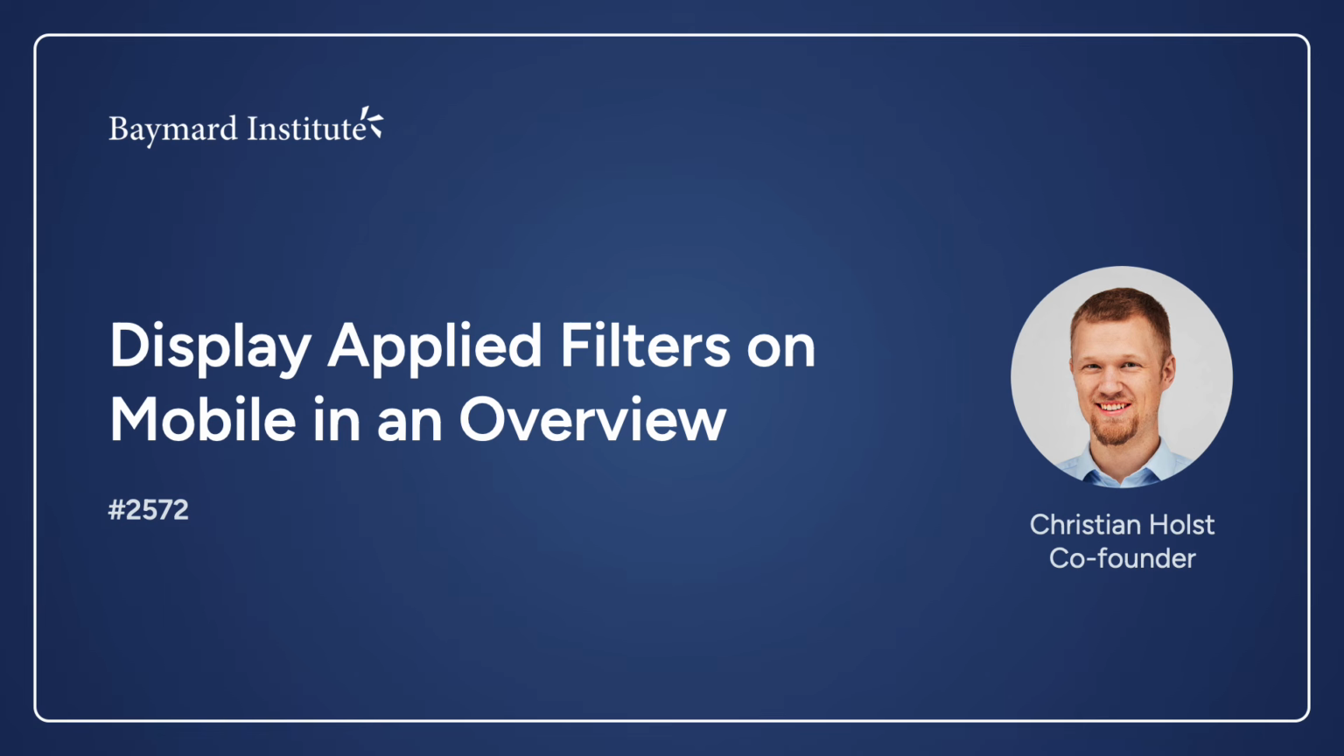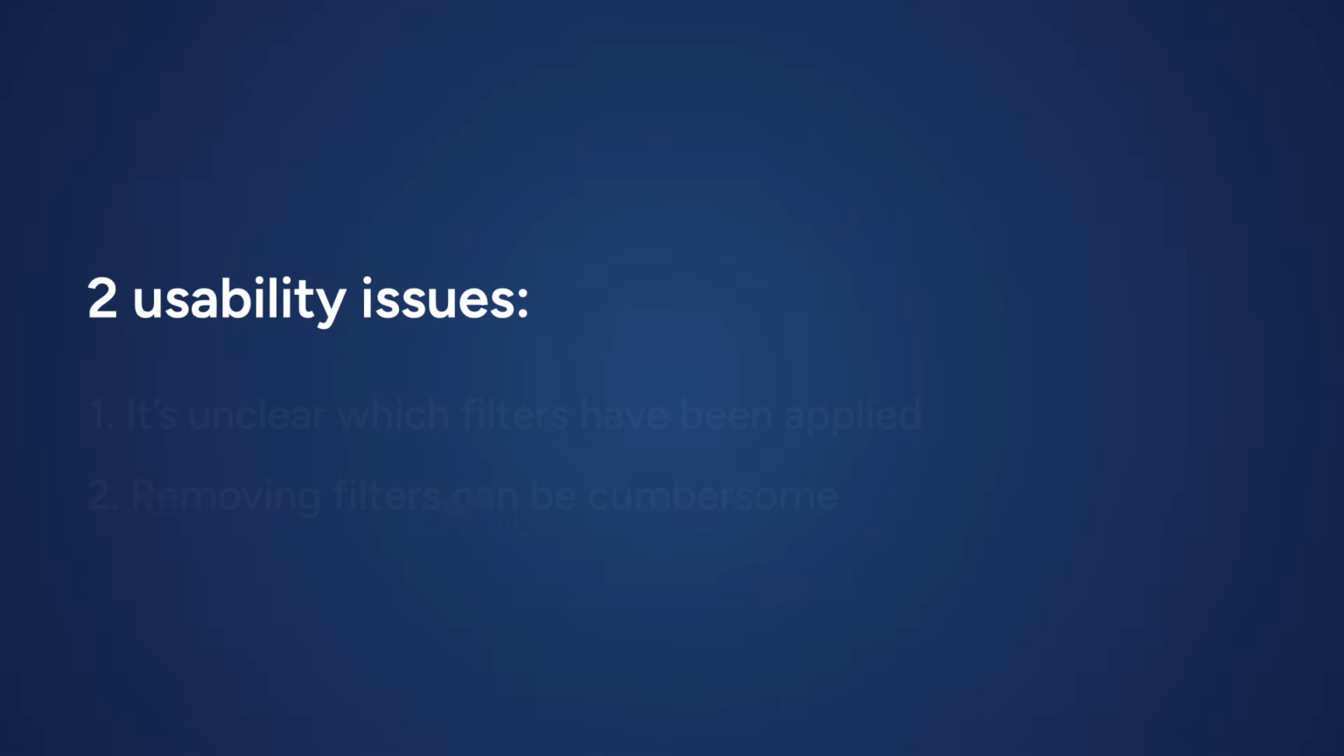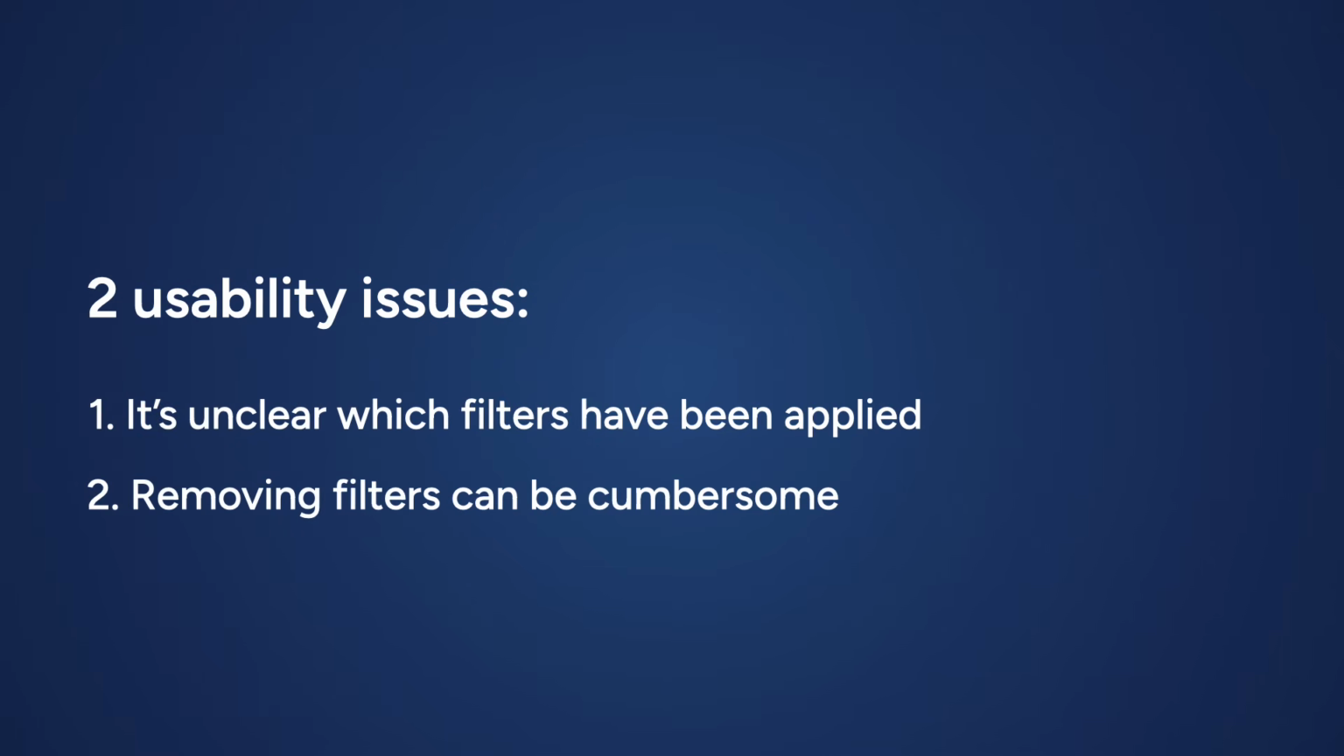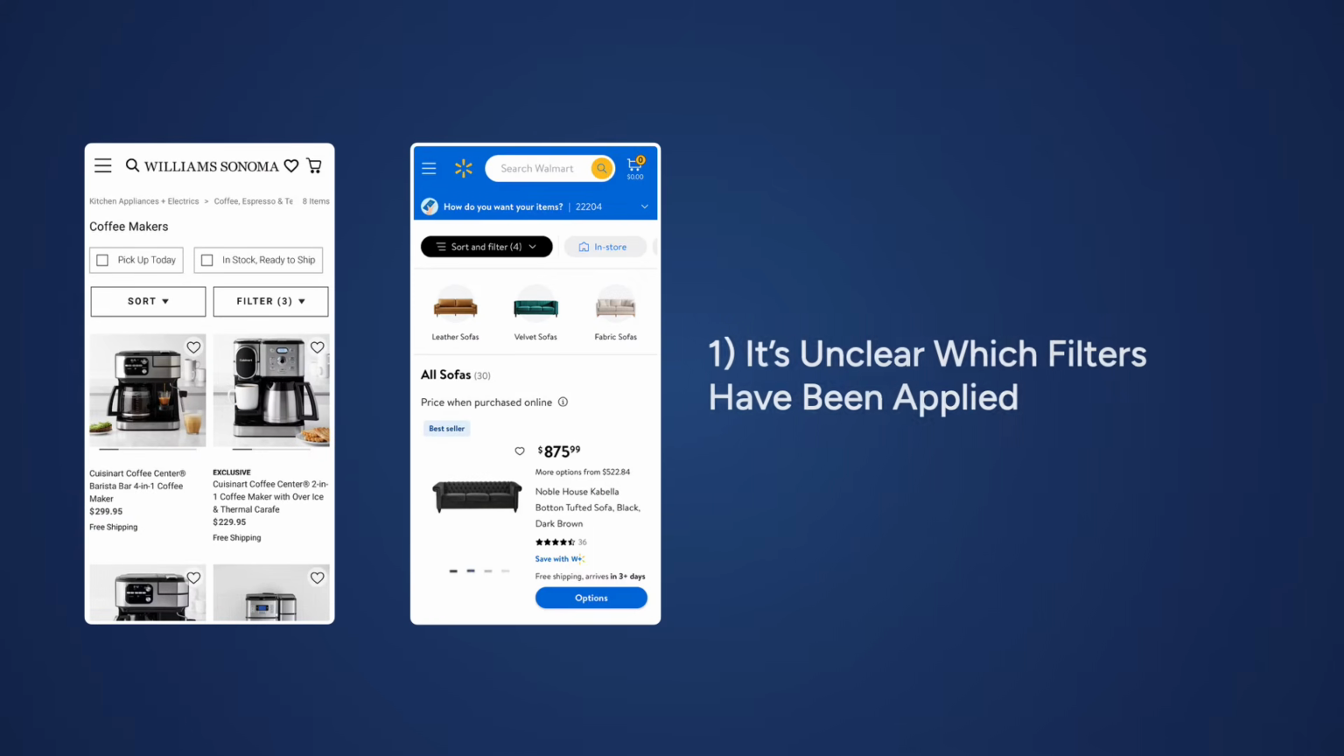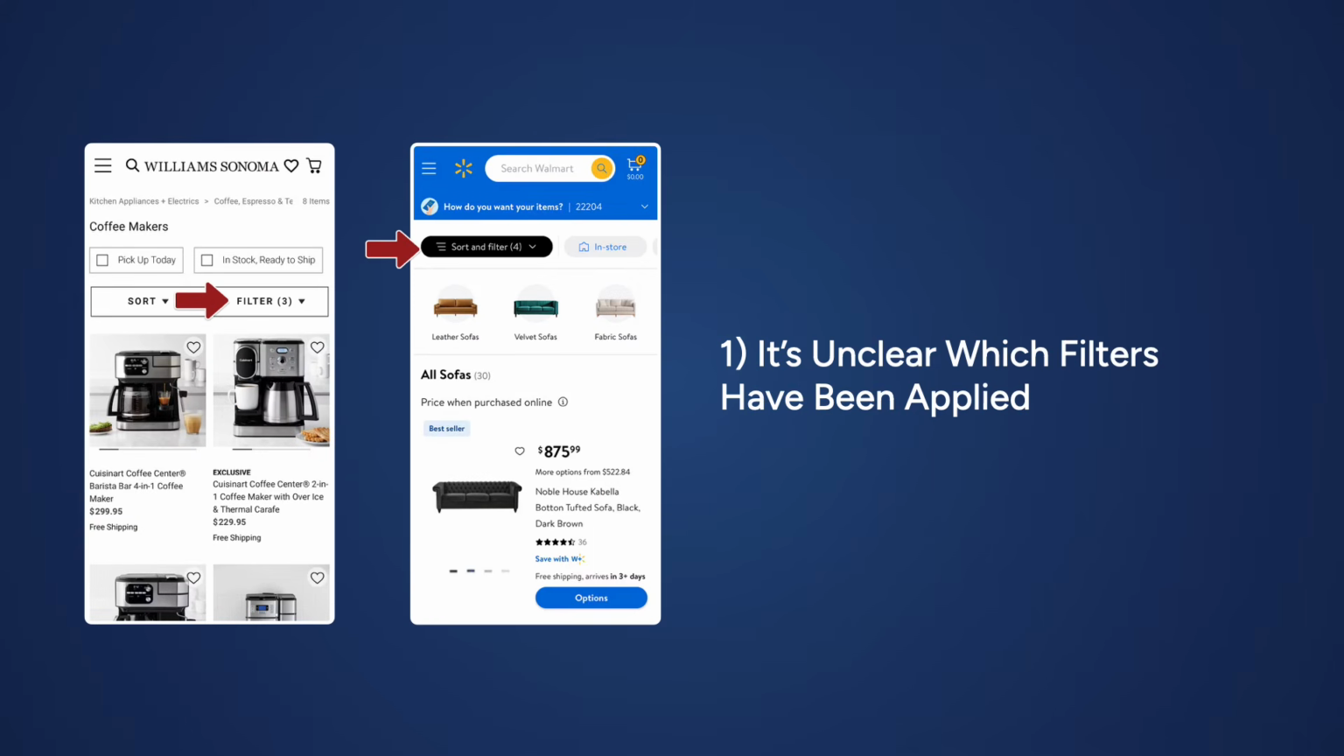Display applied filters on mobile in an overview. When applied filters are shown only in the original filter location, users are faced with two issues. Without a clear display of applied filters, users must revisit the filtering interface to confirm their choices, often scrolling through and memorizing selected filters before returning to the results.